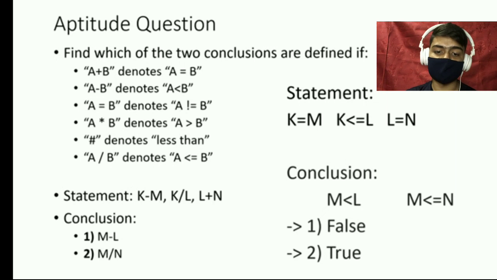The next question is an aptitude question. Find which of the two conclusions are defined if A plus B denotes A is equal to B, A minus B denotes A less than B, A equals B denotes A not equal to B, A star B denotes A is greater than B, hash denotes less than, A divided by B denotes A is less than or equal to B. So basically the statements are given and conclusions are given. So we have to tell based on the statements whether the conclusions are true or not.